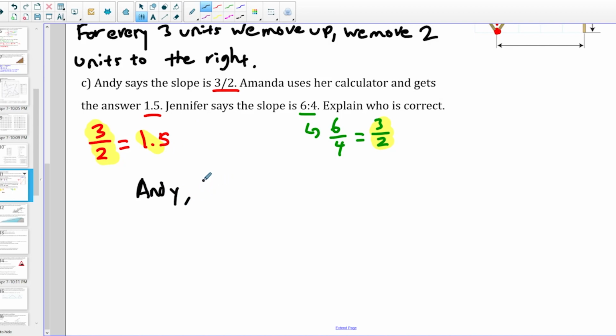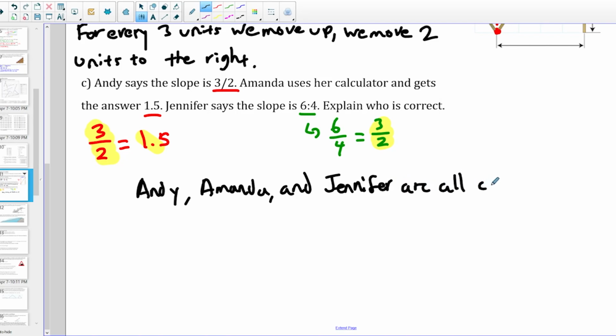So Andy, Amanda, and Jennifer are all correct because 3 over 2 is equal to 1.5, which is also equal to, and maybe I should write the original, the same thing as 6 to 4.